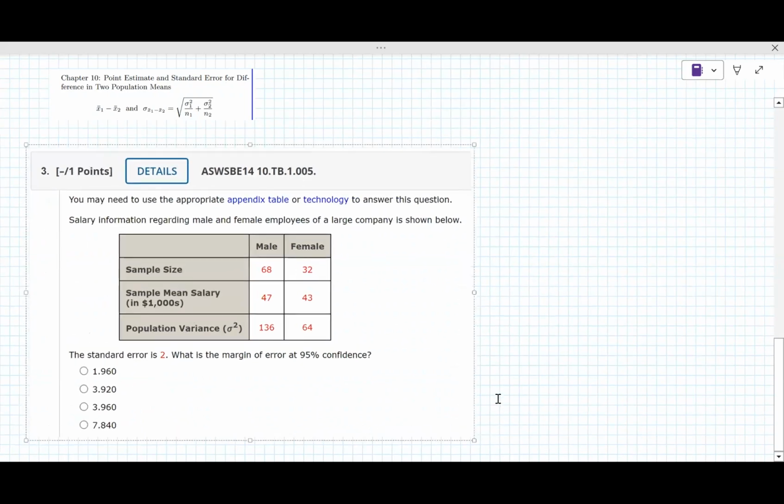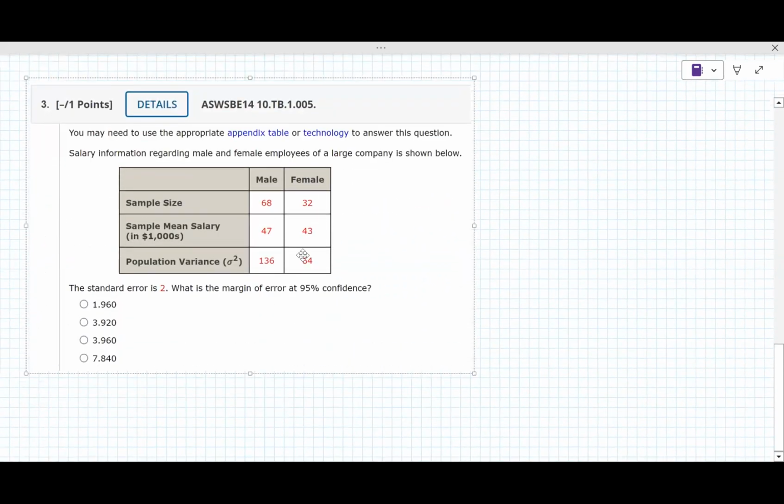All right, so it says that if the standard error is 2, what is the margin of error at the 95% confidence interval? All right. So you really need these formulas. I know that that's not exciting, but they really are needed here. So the confidence interval formula, let me snip it in here so you can see it.